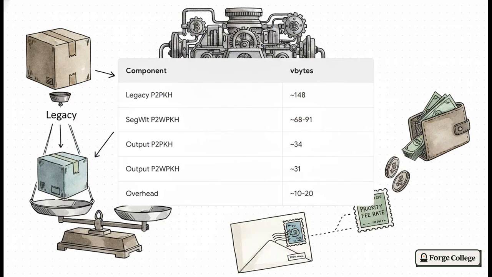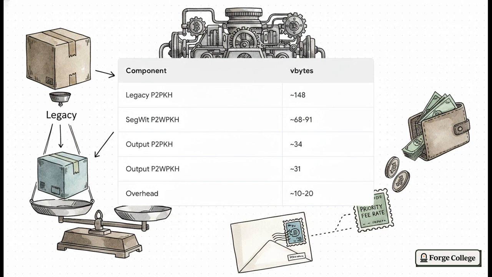Let's actually look under the hood at what makes a transaction heavy. When we map out typical transaction components, you'll immediately see why your wallet's architecture really matters. Take a look at the inputs. A legacy input? It's pretty heavy, coming in at around 148 vBytes. But look right below that. A SegWit input drops that weight significantly, down to somewhere between 68 and 91 vBytes.